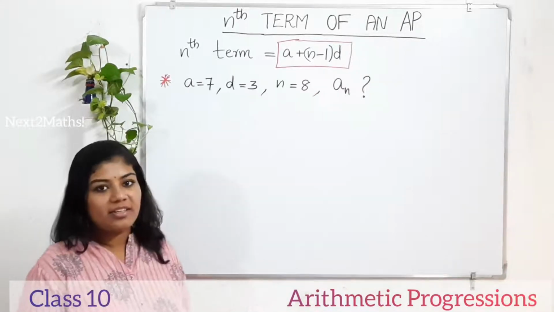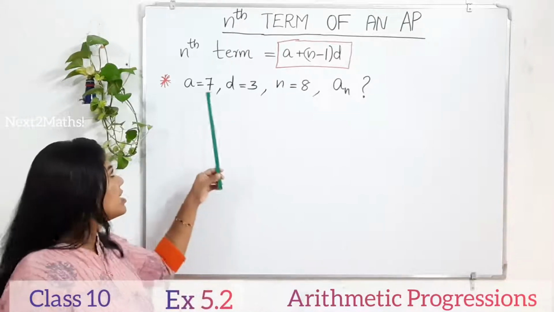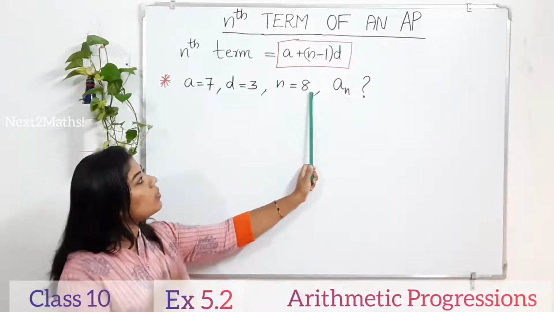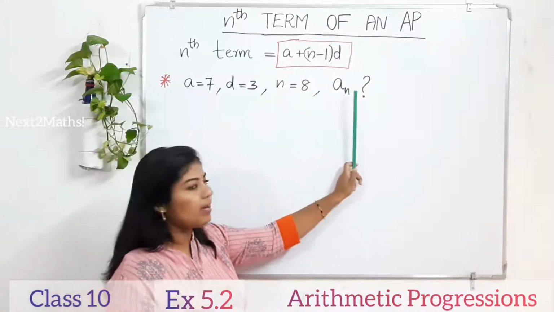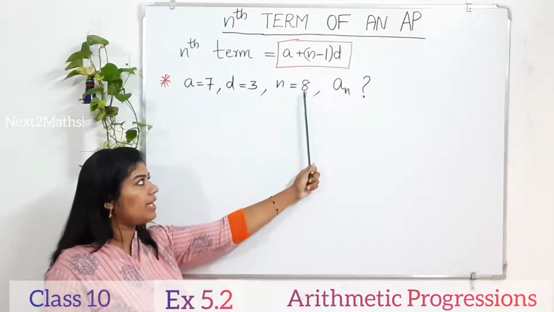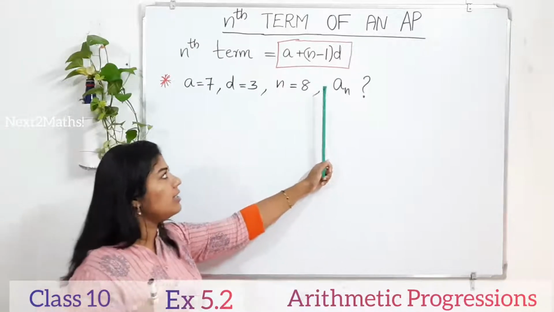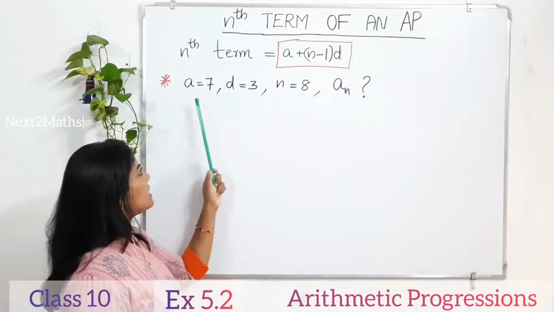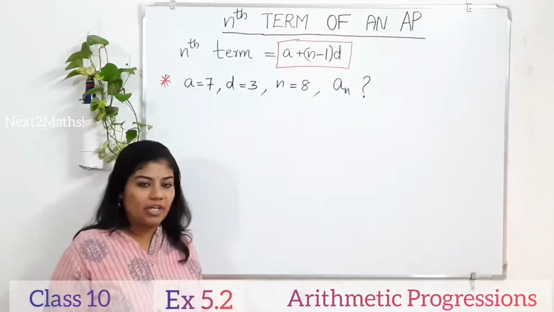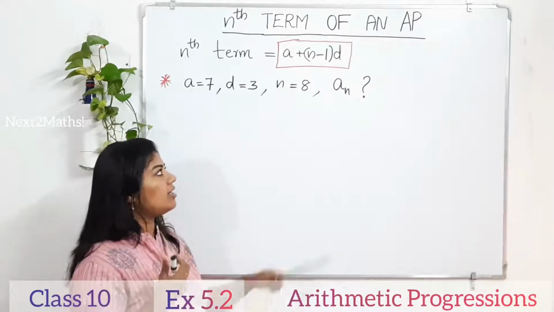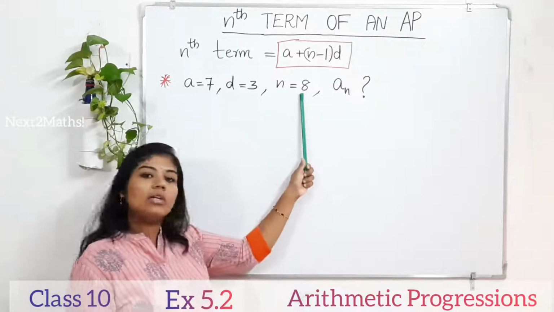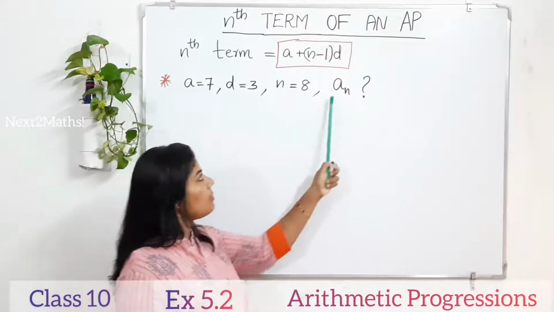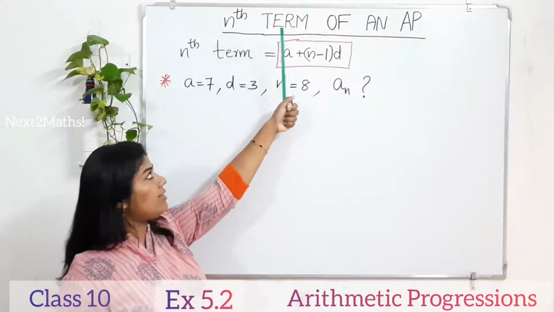In this question, we can see the first term is 7, the common difference d is 3, and n equal to 8, where a n means the nth term. Here you have to find the 8th term of the sequence. Your sequence is not given, only the first term and common difference are given. So you have to find the 8th term, n equal to 8. a n means the general nth term.